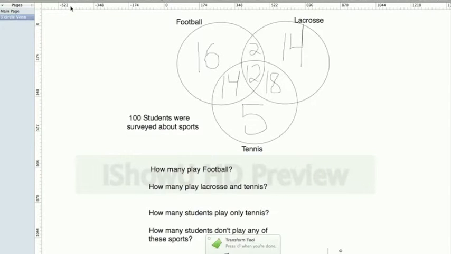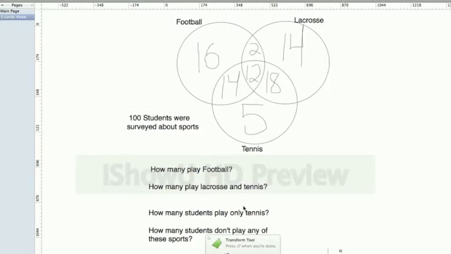Based on the way Kevin constructed his 2-circle Venn diagram, let's try to answer the questions below from the given information. To find out how many students played football, you have to take the number of students that only played football, which is 16, the number of students that played football and tennis, which is 14, the number of students that played football and lacrosse, which is 2, and the number of students that played all 3, which is 12. Once you add these numbers, you get 44 students that played football.